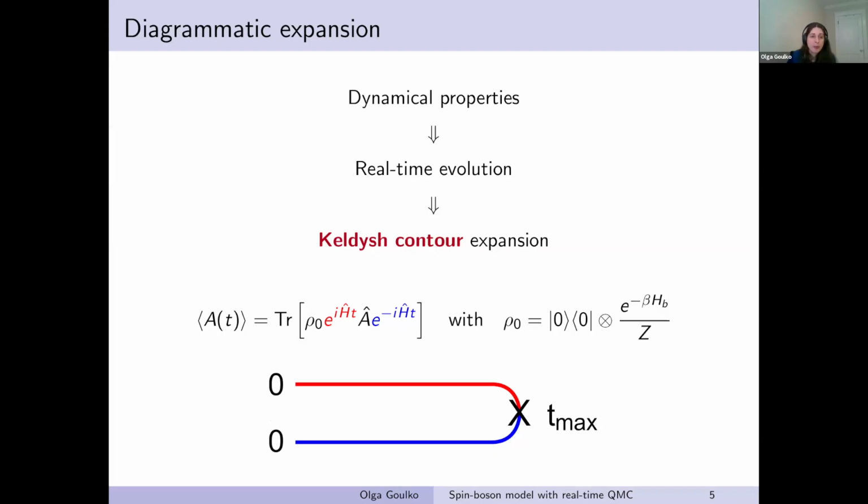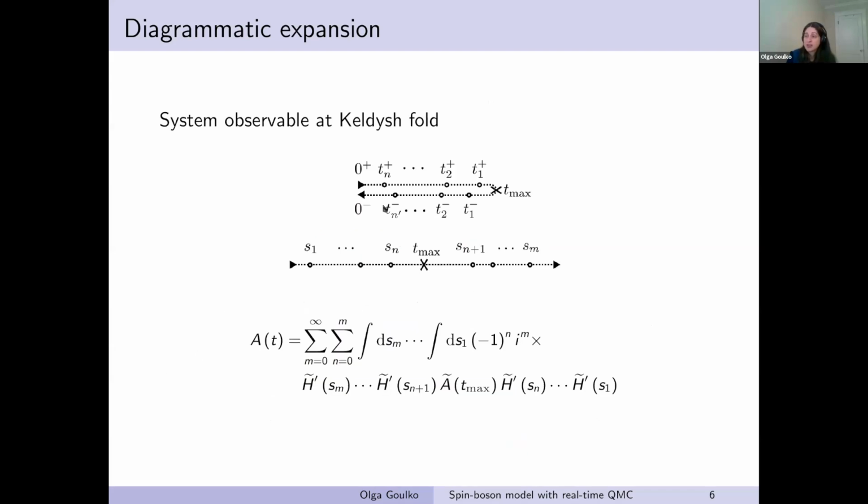Now, within the Keldysh formalism, we can do a diagrammatic expansion in an analogous way. We can place the vertices now on either branch of the Keldysh contour. The system observable is placed on the Keldysh fold, and then we can sort of unwrap the contour and perform updates in a similar way as we would for usual imaginary time propagators. Now, one crucial difference is the time propagation must be carried out in real time, and this leads to a dynamical sign problem, which can be very challenging.